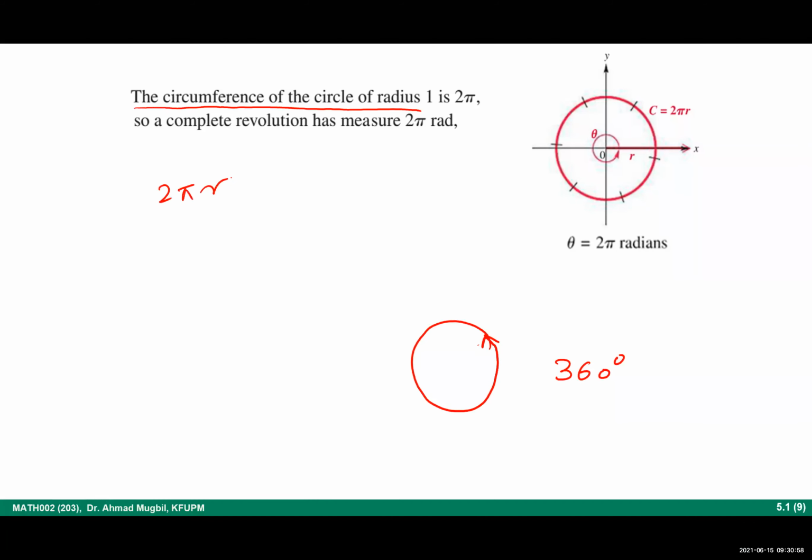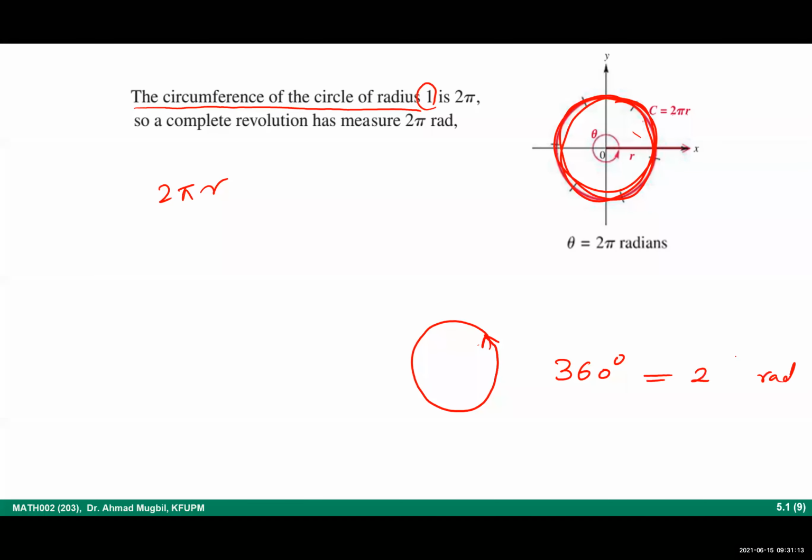Now, what is the connection between the degrees and the radians? What is the full rotation, ya shabab, in degrees? 360. And in radians, what is this equal to? 2 pi. Ya shabab, you know that the circumference of the circle is 2 pi r. But in our case, what is r? r is 1. So this means that 360 in degrees equals 2 pi in radians.